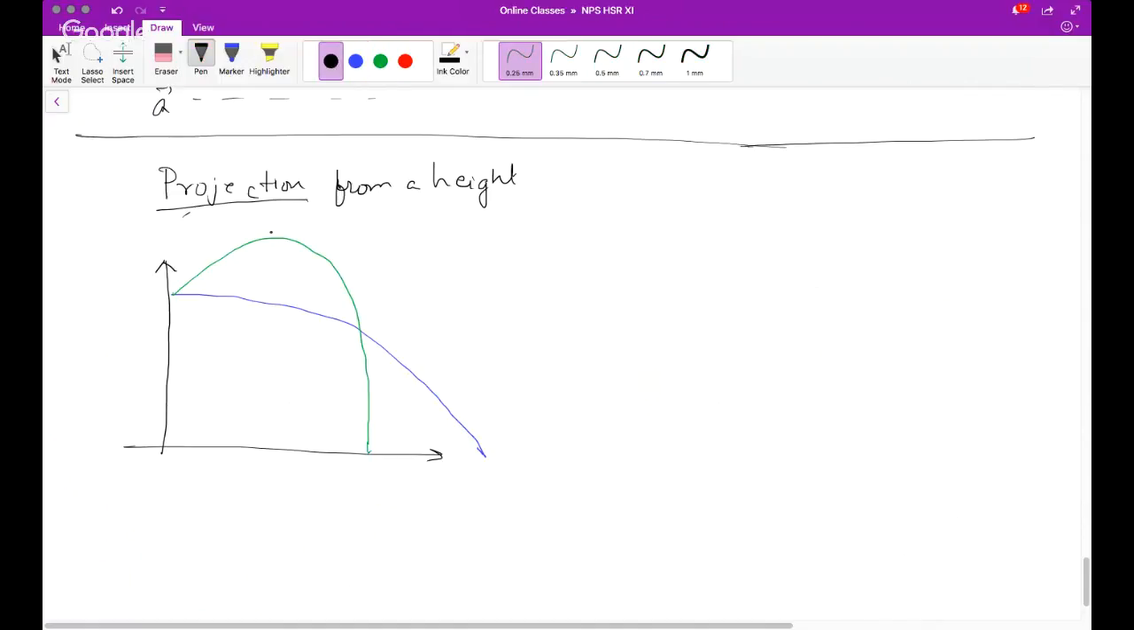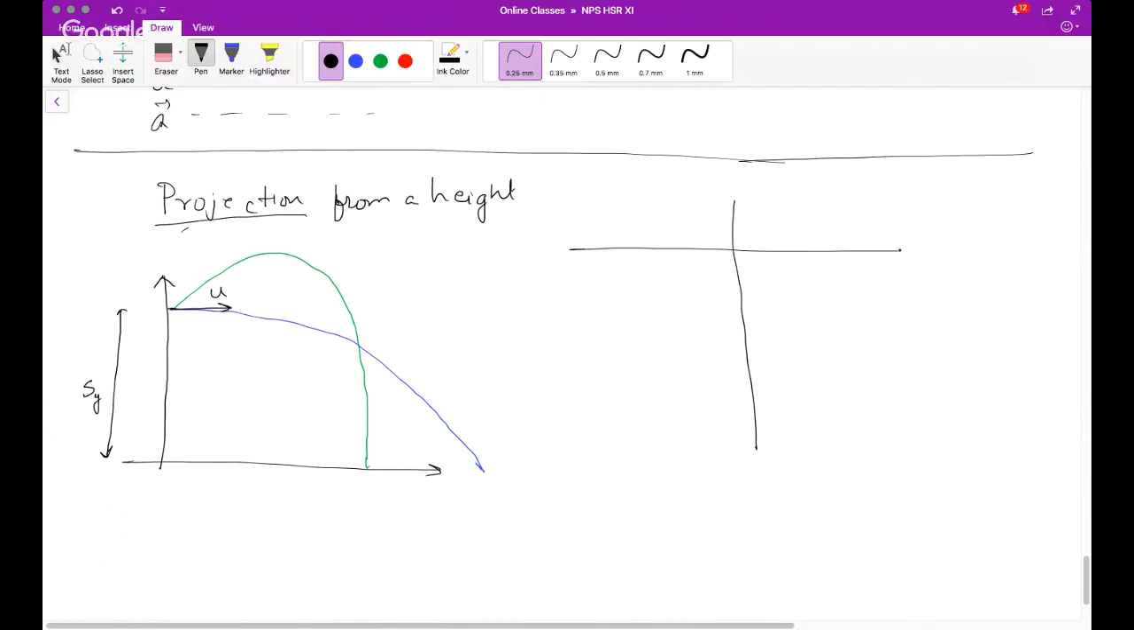It remains absolutely the same. What you need to do is, let's take the blue one. Let's say this was the first case where it was thrown horizontally. Let us say this is U, and hence theta becomes 0. And let us say this is H, or let's say S, Y. Okay. So what will change? So again, you have to do the usual practice. This is a very good practice.